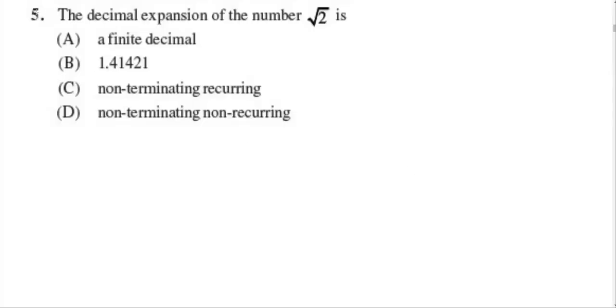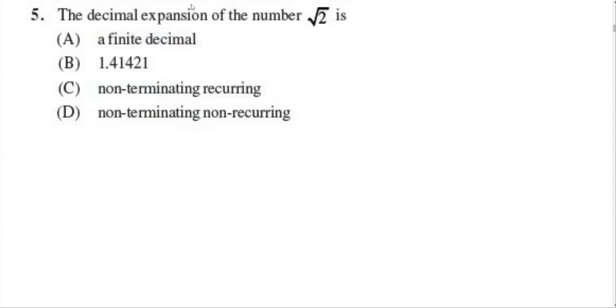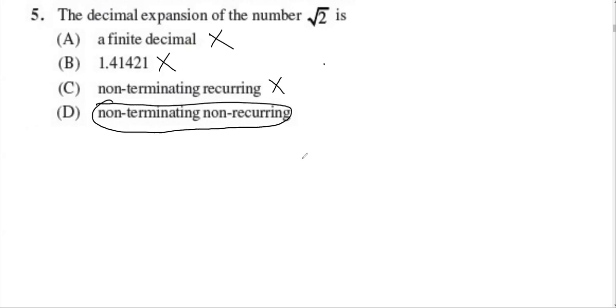In question number 5, it says the decimal expansion of under root 2 is it finite, that means terminating, or is it 1.4142, non-terminating recurring, or non-terminating non-recurring? So what do we know for root 2? Clearly, root 2 is an irrational number, and irrational numbers cannot have a finite decimal expansion, cannot be terminating. And if it is non-terminating, it cannot be recurring, as we know that for an irrational number, it is non-terminating, non-recurring.